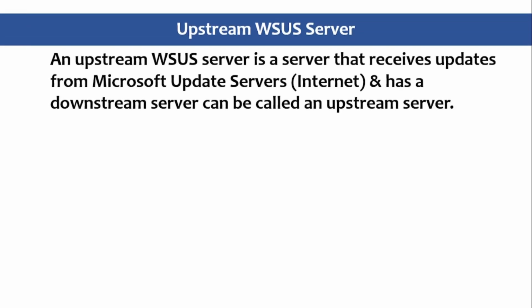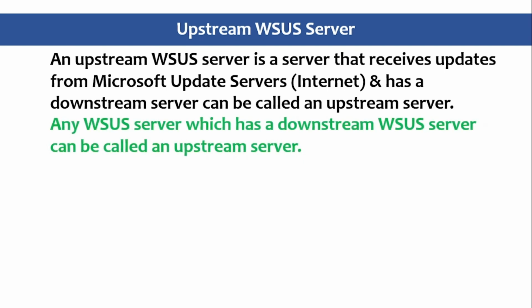The next terminology is Upstream WSUS Server. An Upstream WSUS Server is a server that receives updates from Microsoft servers and has a downstream server. Any WSUS server which has a downstream WSUS server can also be called an upstream WSUS server. Let's take an example.